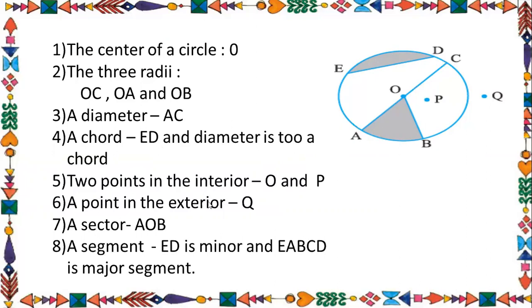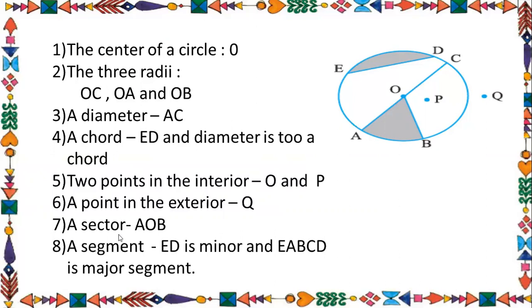So next is 2 points in the interior. This is the interior of the circle. O and P, these are the 2 points inside the circle. Next is a point in the exterior. The point which is outside the circle is the exterior point. So this point Q is the point outside the circle, which is the exterior point.